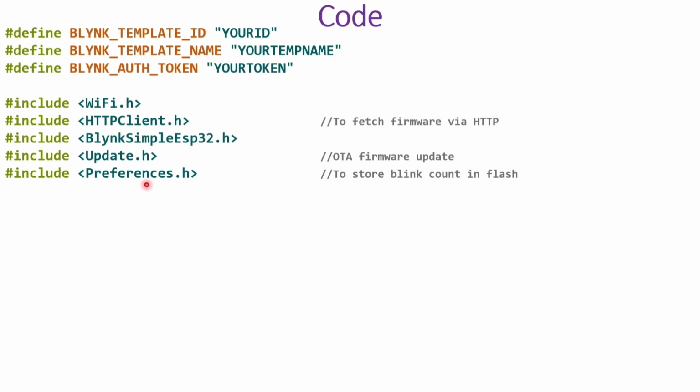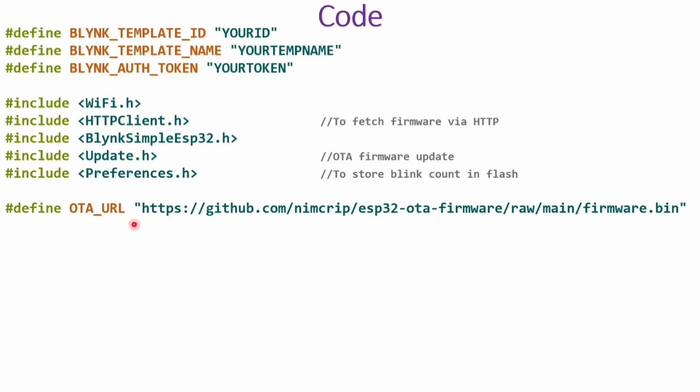Now, this library is needed because at the time of the ESP32 booting process and at the time of the firmware update process, we need to retain the LED blinking count in the non-volatile area of the memory. And for that, we have to use this Preferences.h library. It will store the blink count in the NVS section of the flash, right?